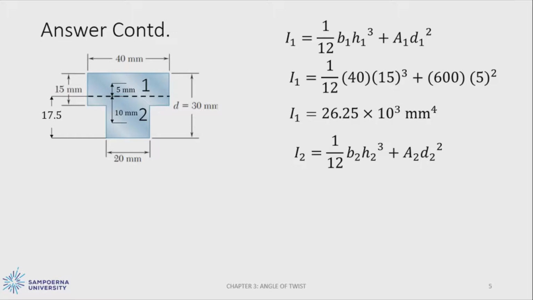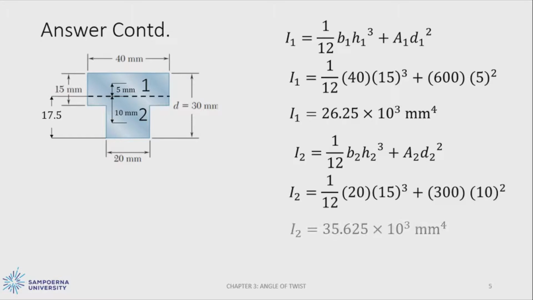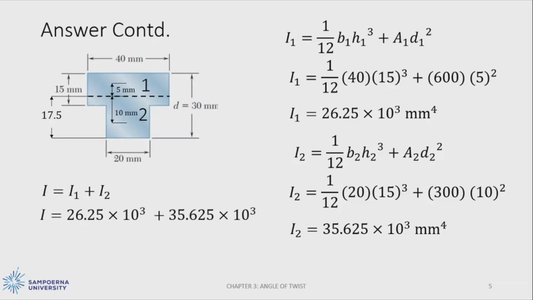Then we calculate the inertia for the second partition. By substituting the values into the formula, we obtain the inertia for the second partition, which is 35.625 times 10 to the third mm to the fourth. We can add them up to find the inertia of the beam. The inertia will be 61.875 times 10 to the third mm to the fourth, or equal to 61.875 times 10 to the minus 9 m to the fourth.